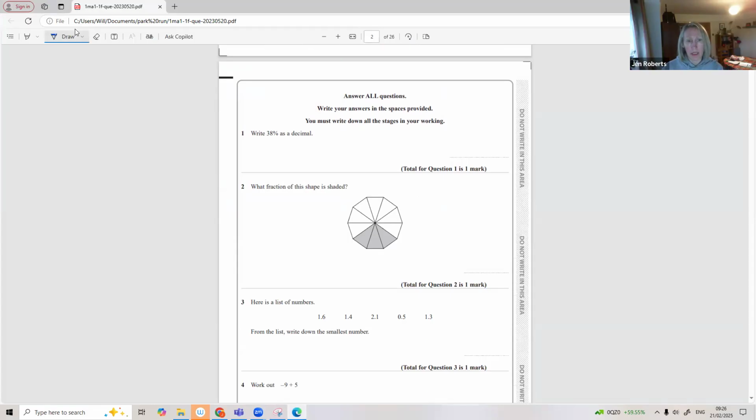Write 38% as a decimal. To convert a percentage into a decimal, we just need to divide it by 100. What's 38 divided by 100? It is 0.38.